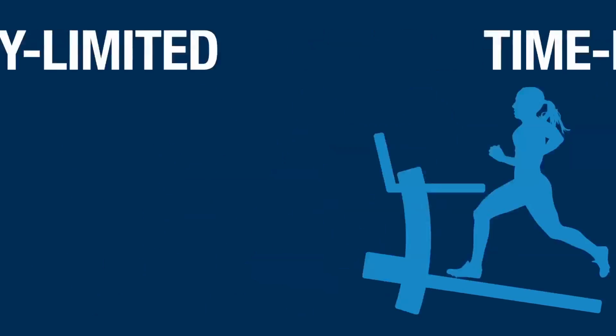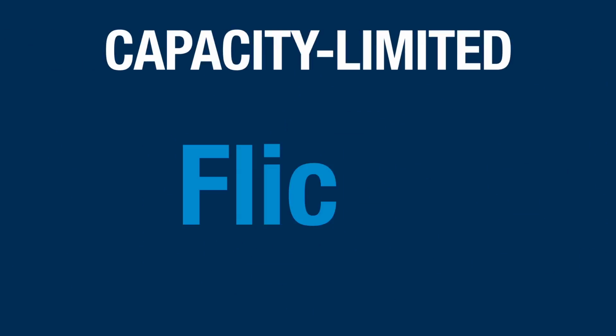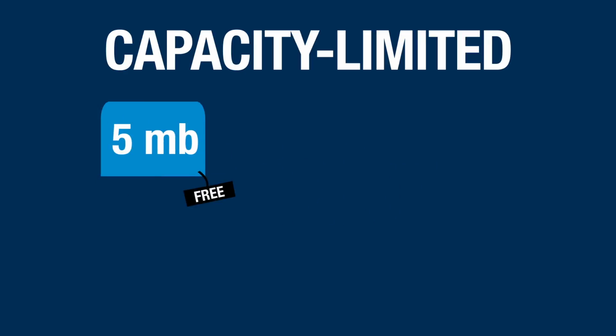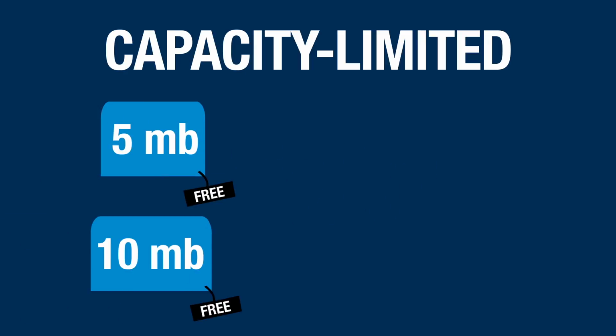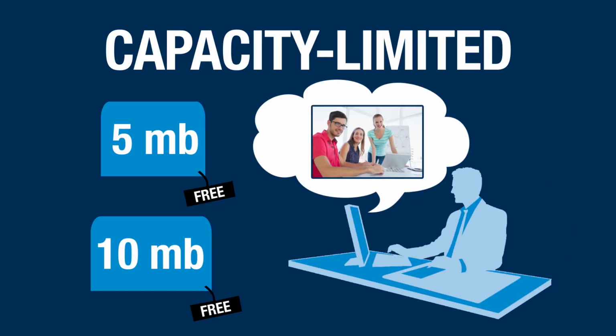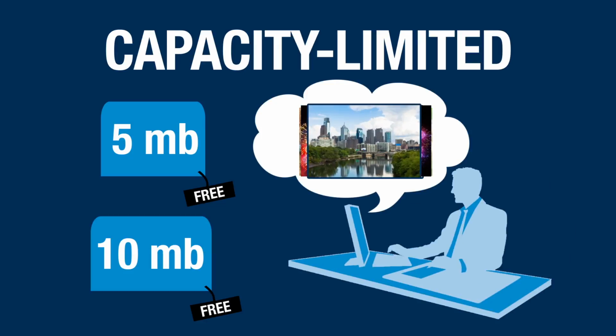The third freemium form is capacity limited. Flickr is a good example of this. The casual users can get 5 megabytes or 10 megabytes of storage or bandwidth for free. But the power users, who upload more pictures and videos, have to pay for additional usage.